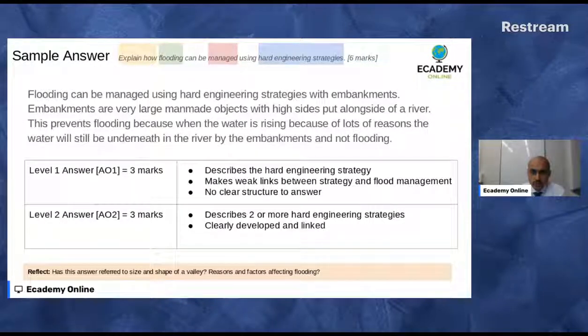Yeah, good job, everyone. If you can just write down in the chat why you think it's a level 1, just very quickly, just very briefly. You're right, it is a level 1 answer. Any thoughts as to why you think it might be a level 1?